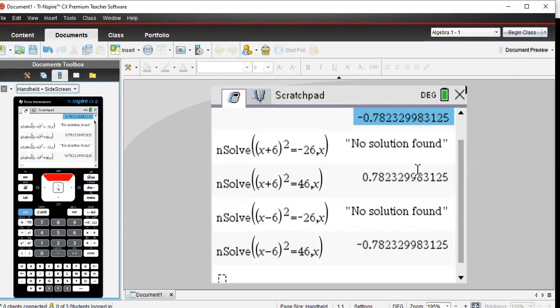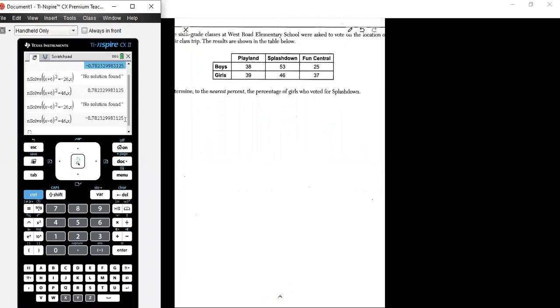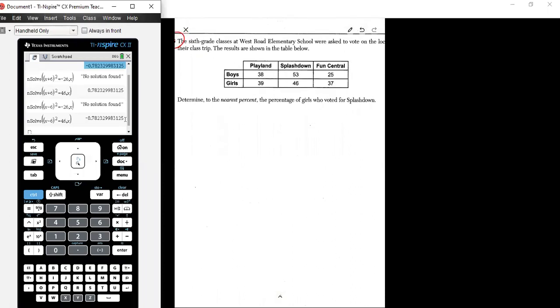Now, there's one more example that I want to do. So let me get to that. Now, this is a two-way table, a two-way frequency table. We've been doing this. So what we're going to do is come up with an equation. It says determine to the nearest percent the percentage of girls who voted for splashdown. Now, this is what you should do anytime you have these questions. After the "of," you're going to put total, because we want the total girls. So our equation is going to be x over 100, because that's what percent, and then it's "is" over "of."